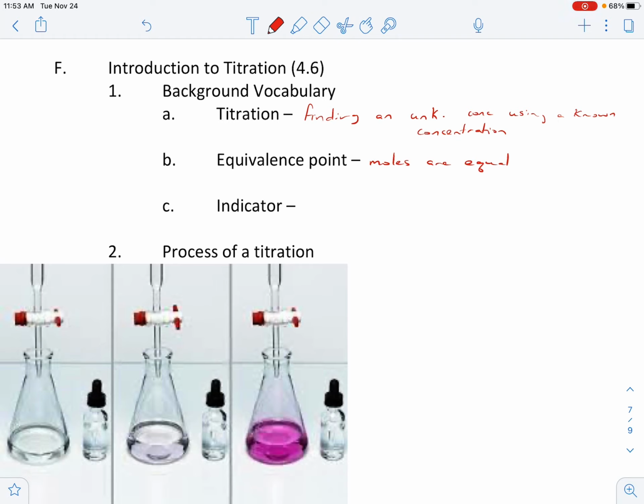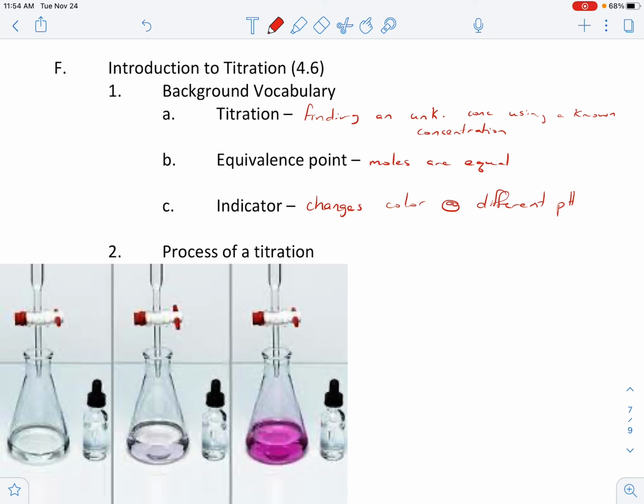And to figure out where that point is, we could either use a pH meter, or we could use what is called an indicator, and an indicator changes color at different pHs. The one that we use most often is phenolphthalein, which is what you see in the picture below. And so let's talk about what's happening in a titration.